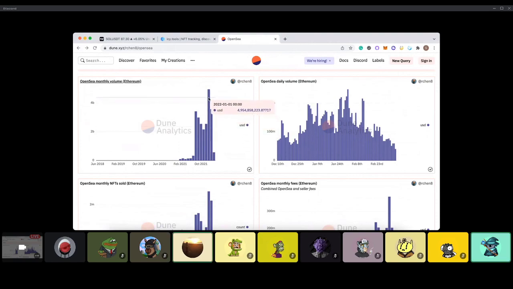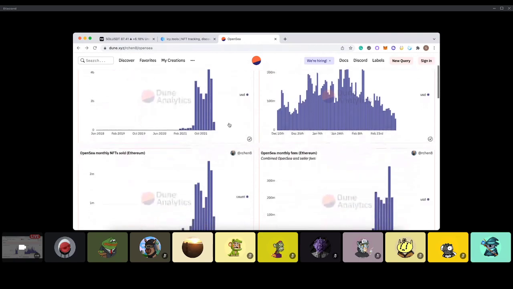This is on the monthly level. We know January was crazy. We had $5 billion traded throughout January. February was 3.5, and we are already 30% into March, and the volume is only 10% of what we had in January. So it's obvious that March will be another downtrend. So we see the downtrend on the monthly volume.